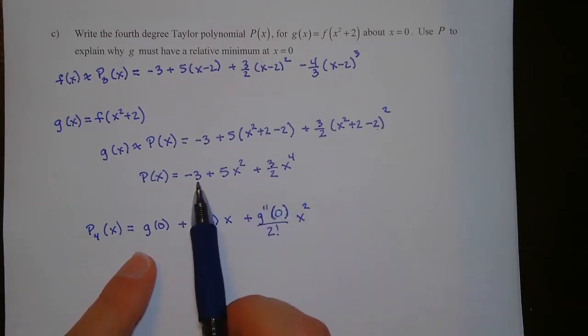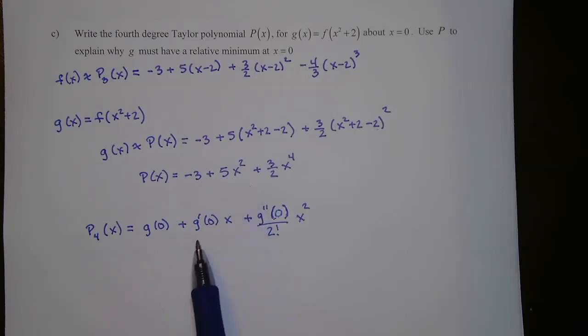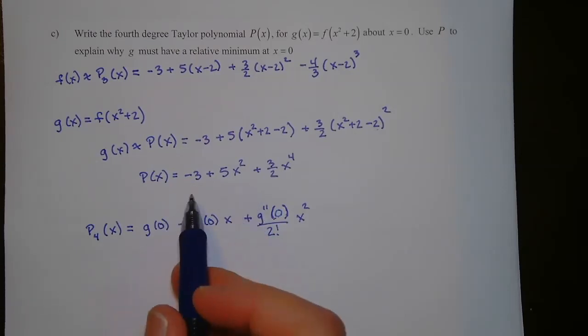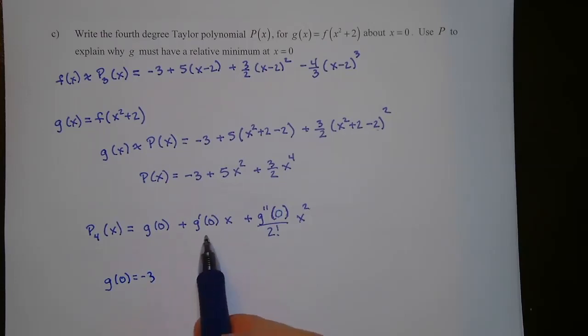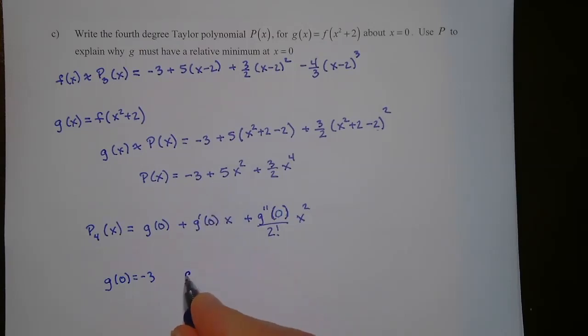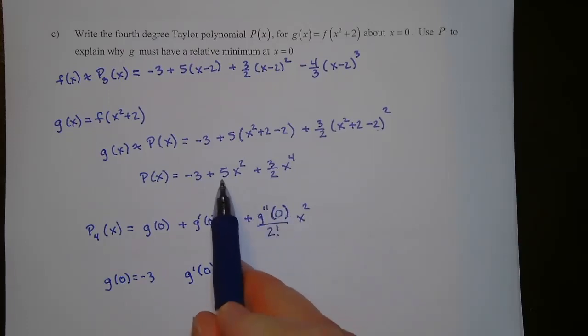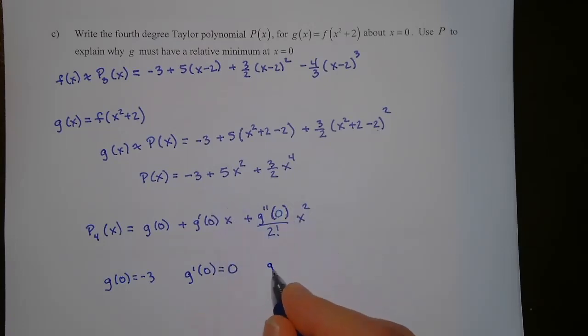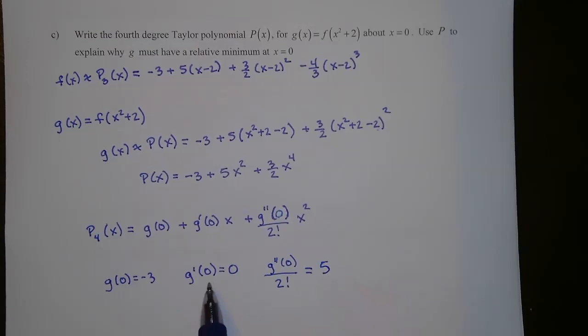Now this is the same as these up here. So we know g of 0 is the constant, so g of 0 would equal -3. There's no x term up here, no coefficient of x, which means g prime of 0 has to be equal to 0. And here's my x squared term. This means that g double prime of 0 over 2 factorial has to be equivalent to 5.